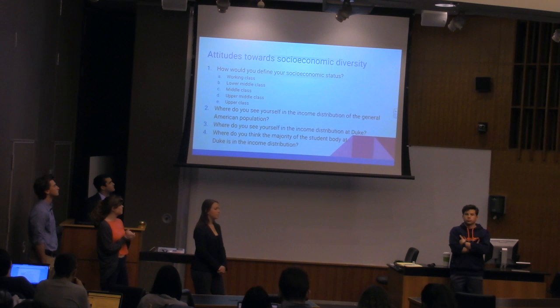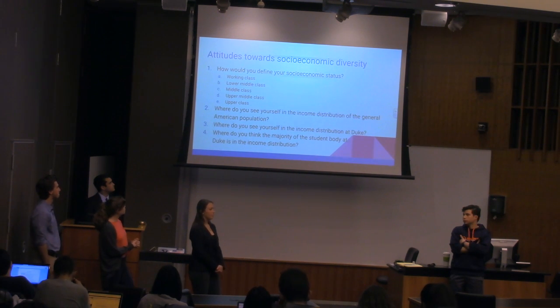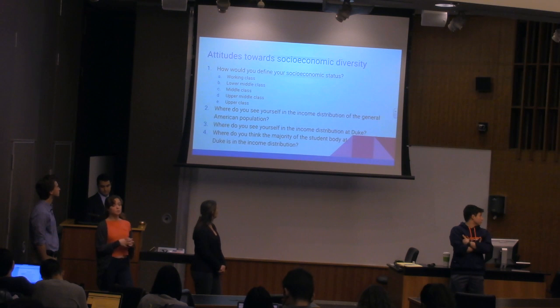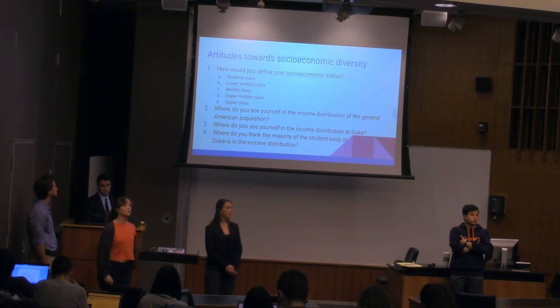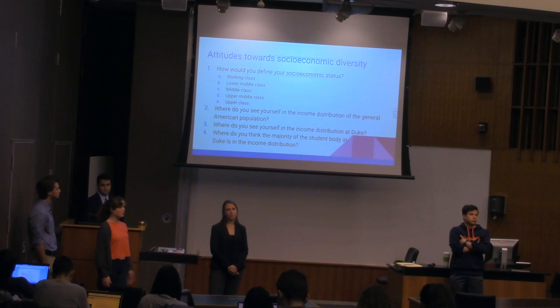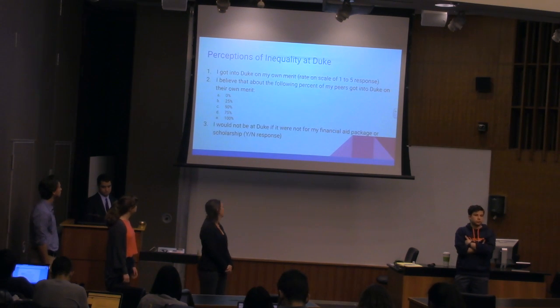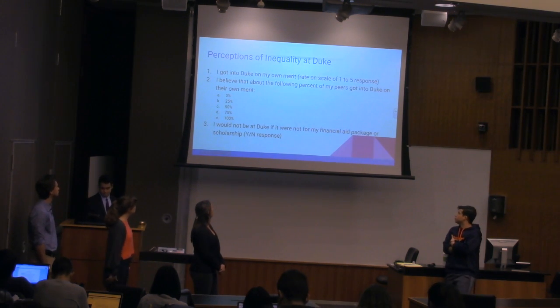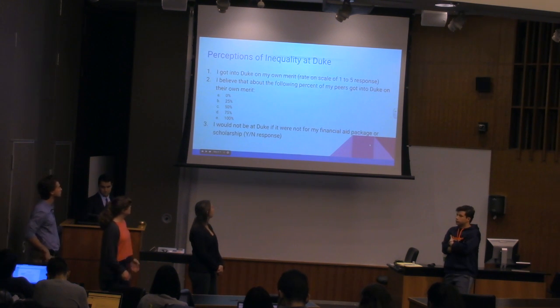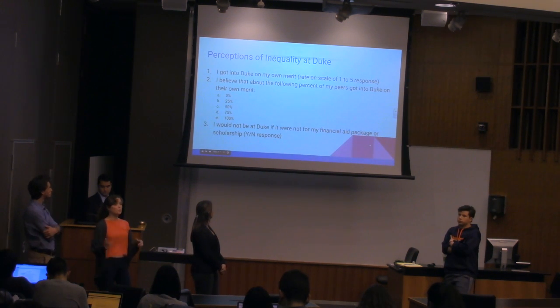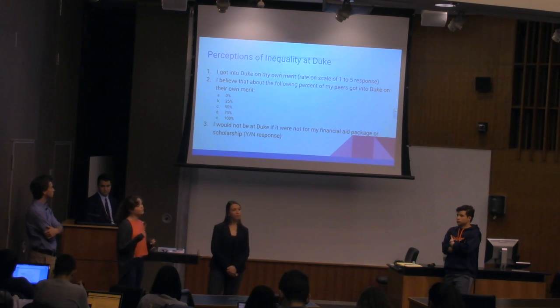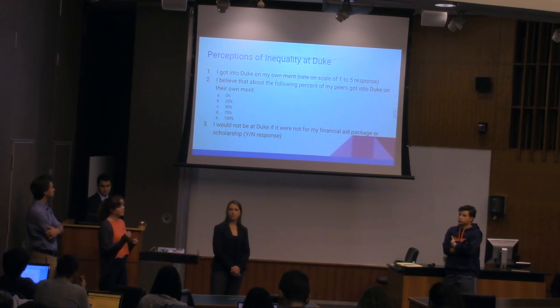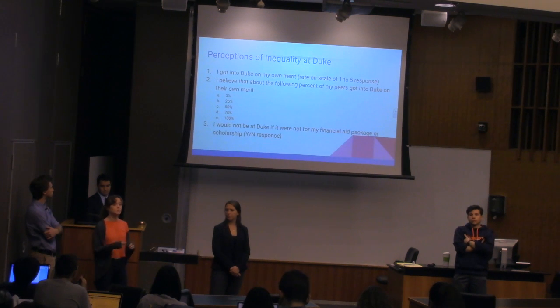And then, where do you think the majority of the student body actually is in the income distribution? So this hopefully can give us an idea of people's perceptions compared to others. And perceptions of inequality too. We thought it was interesting to see what people think about socioeconomic diversity and the other characteristics of students, how important that was for their admission into Duke, and how important it is for their peers' admissions into Duke. So these questions address that, and financially.